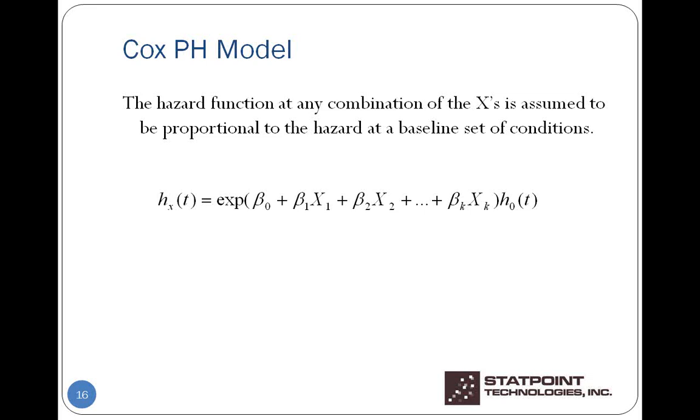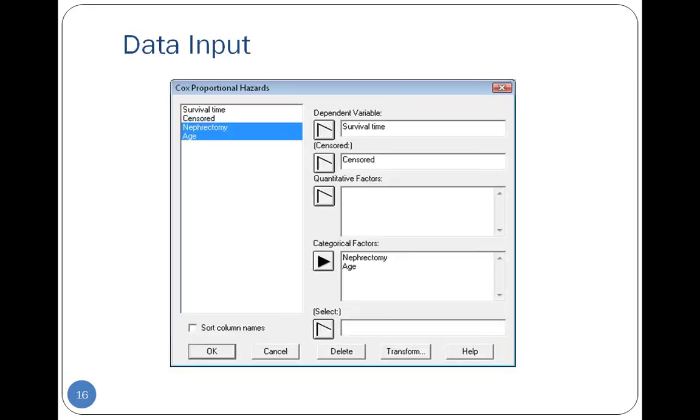Okay, so that is the assumption. It's called a proportional hazards model because the hazard at any particular combination of x is proportional to some baseline value. Now, to use it, we will go to Statgraphics and analyze and select the Cox Proportional Hazards Model.